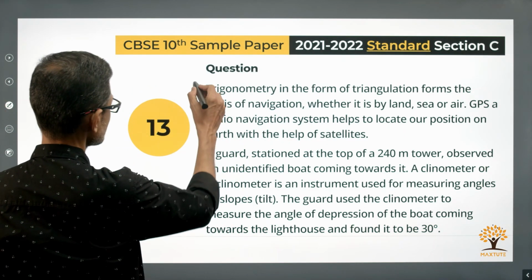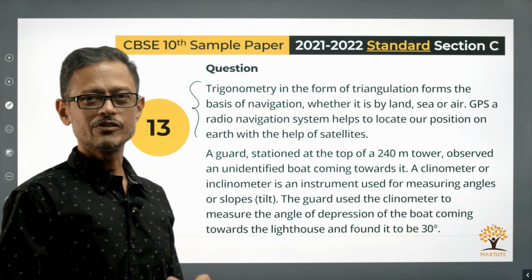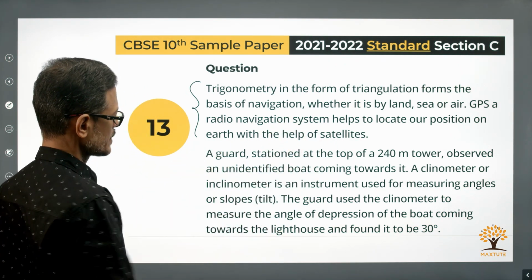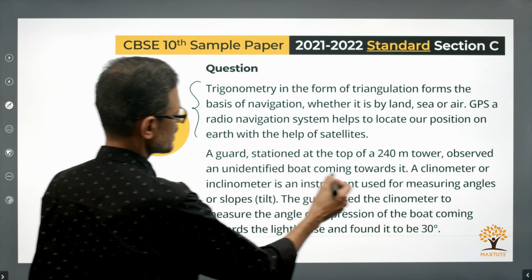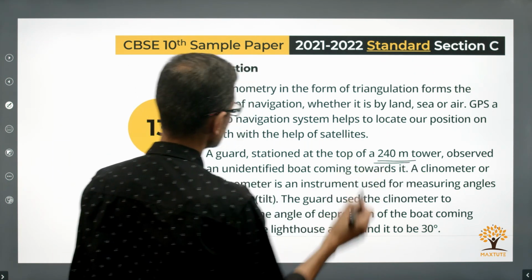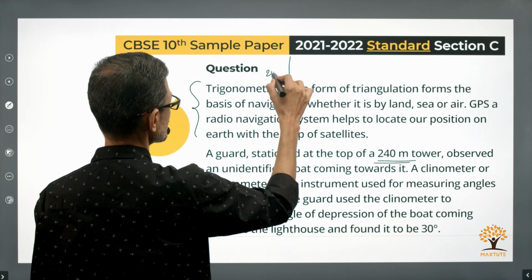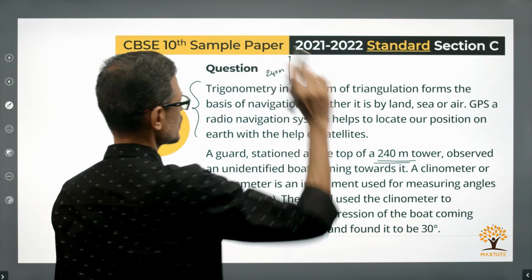Let's quickly get started. This is random data, general data. Read it for fun's sake, not important for solving the question. Look at this. This is where the information starts. A guard stationed at the top of a 240-meter tower, right? Again, let's quickly draw as we go, this is a 240-meter tower. The guard is stationed on top of it.